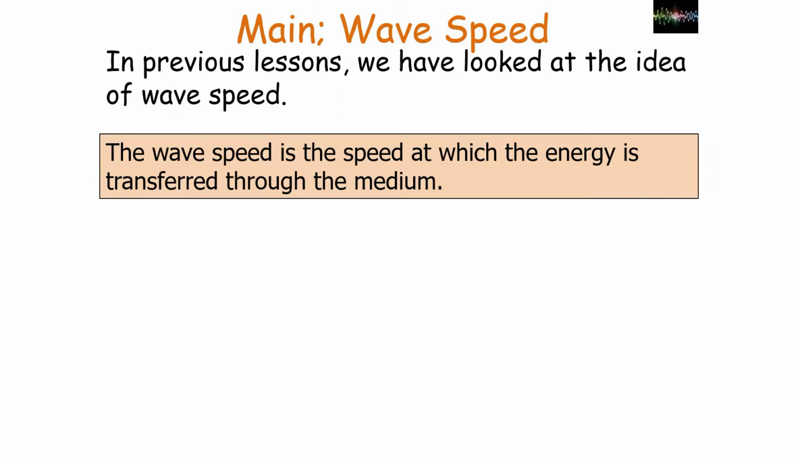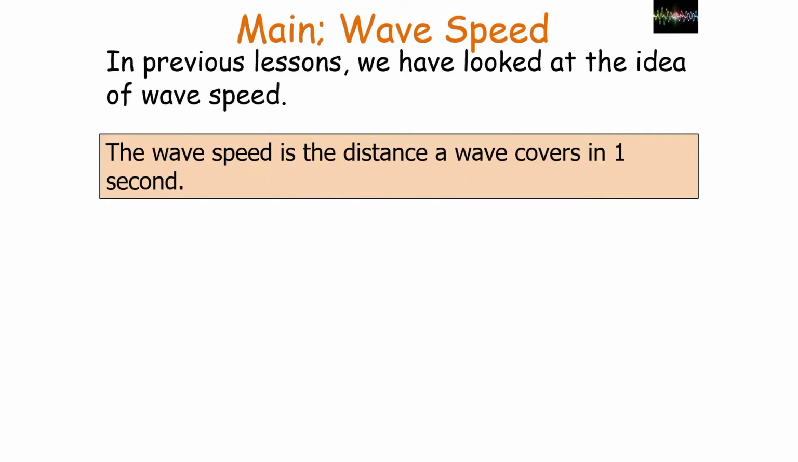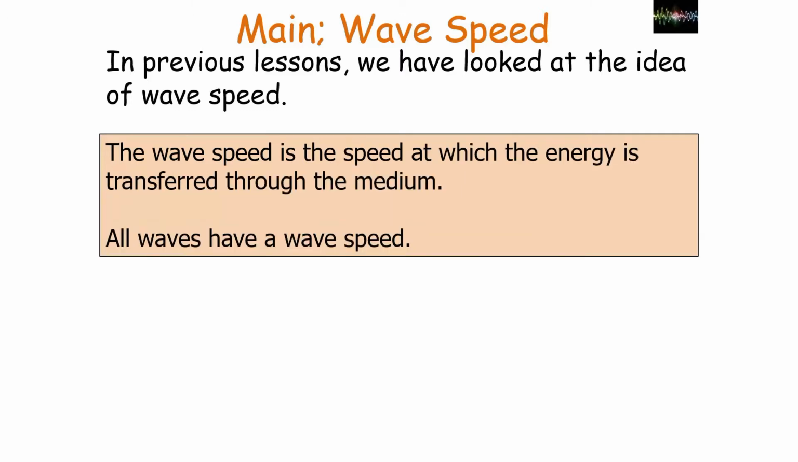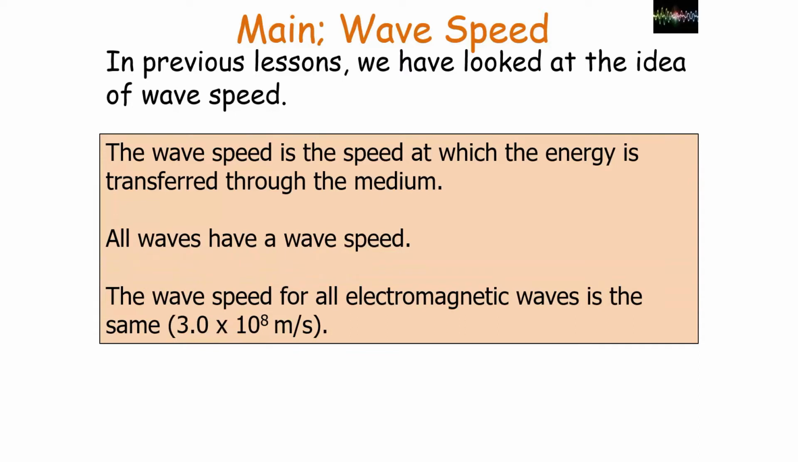So in previous lessons we've looked at the idea of wave speed. The wave speed is the speed at which the energy is transferred through a medium. It is the distance a wave covers in 1 second. Now all waves have a wave speed, and the wave speed for all electromagnetic waves is the same, 3.0 × 10^8 meters per second when it's traveling through a vacuum.